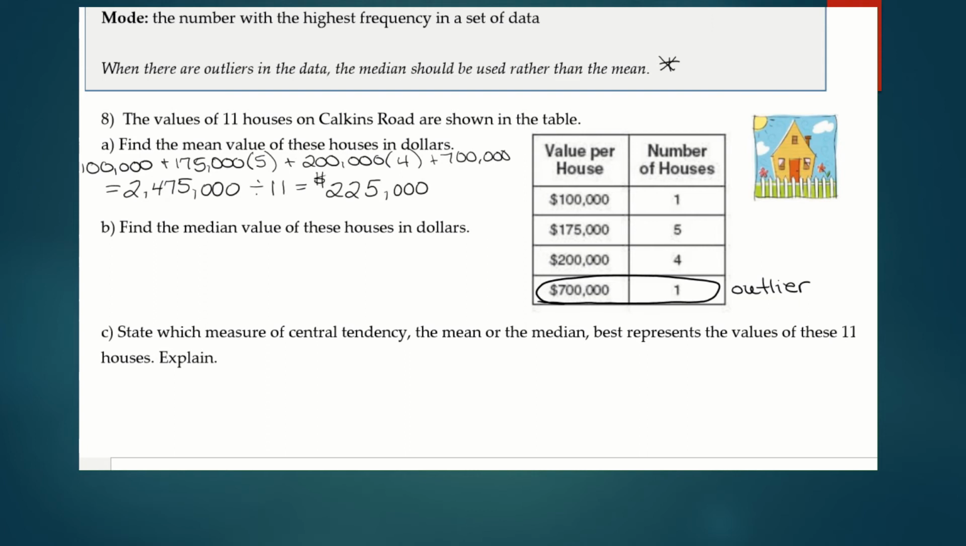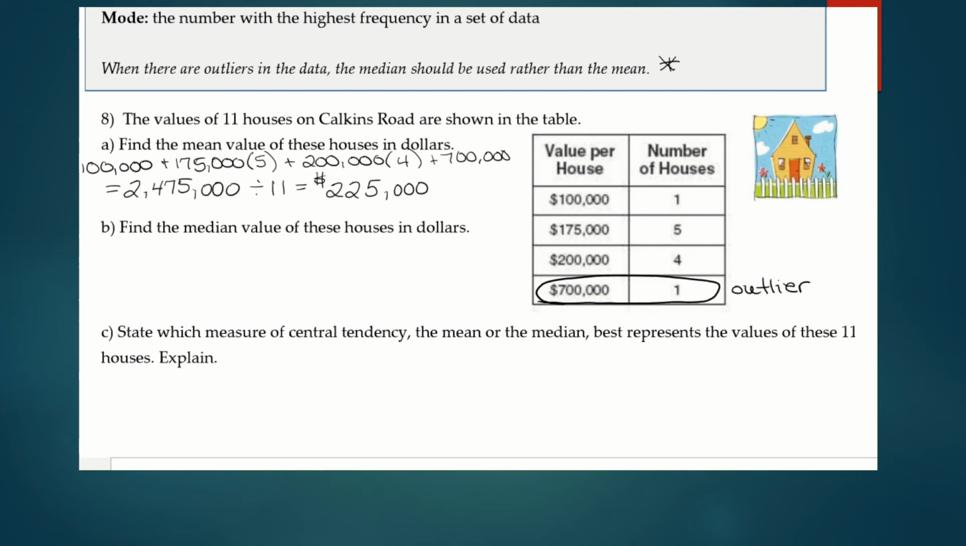Dividing by 11 gives us a mean, or an average, of $225,000. Now, if you're looking at the mean and you are looking at the value per house, you see that that mean is pretty high. The mean is greater than the value of 10 out of the 11 houses. So you see how that outlier of $700,000 really affected the mean. It really brought up the value of the mean, and it doesn't give us a clear or very distinct picture of what the actual house values are for these 11 houses.